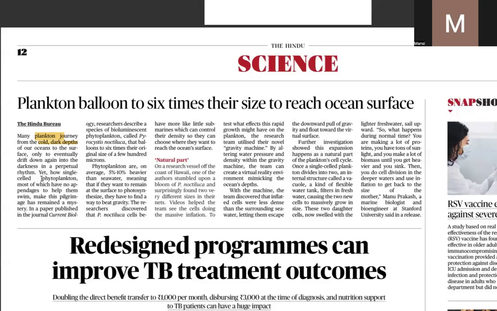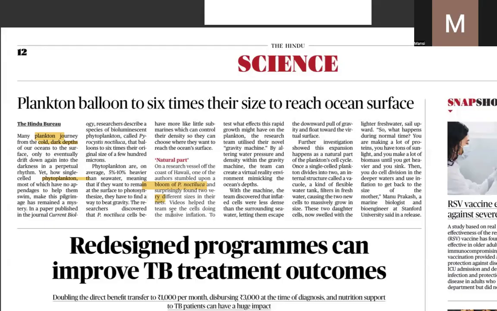Phytoplanktons are single celled, and most of them have no appendages to help them swim, so how they make this pilgrimage has remained a mystery. This is still a mystery for us. One research vessel off the coast of Hawaii, one of the authors stumbled upon a bloom of this type of plankton and surprisingly found two very different sizes in their nets.